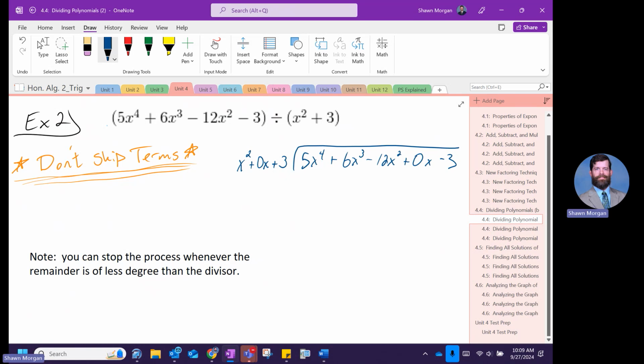Why did you put it in the x squared? Because it skipped a term. It went from quadratic to constant, and it skipped a linear term. So if your dividend or divisor, either one, skips a term, put that 0 placeholder in. Trust me, it will work out way better that way.